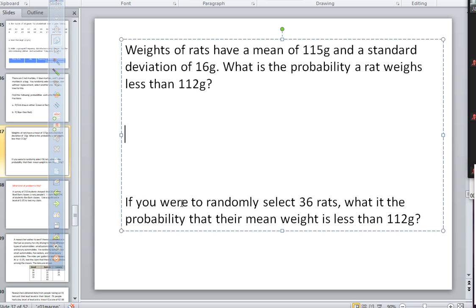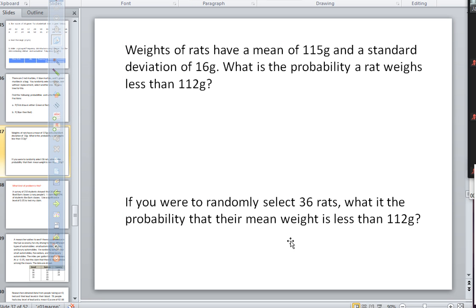Then if I ask you, if you randomly select 36 rats, what's the probability that their mean weight is less than 112? That's different because, as someone pointed out, this mean is not the same as this mean. We're talking about the mean weight of the sample, and we're talking about 36 rats. Now we have an N. If you have a sample size N, then it's no longer about one rat, it's about 36 rats and their mean. When you have a sample size N, that's the central limit theorem. So you're going to use sigma x bar.